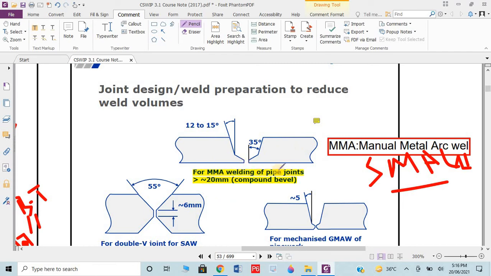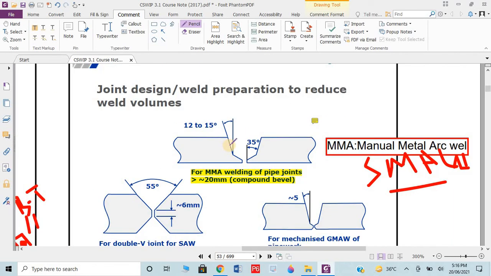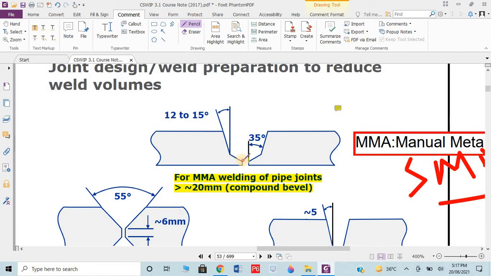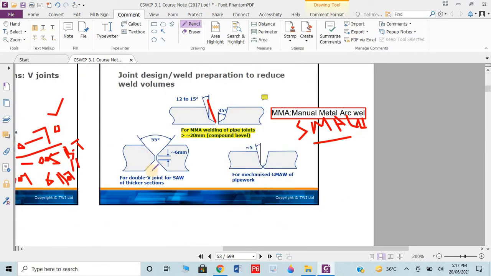So welding pipe, J normally 35, and these are asymmetric. So the angle should be on both sides, should be symmetrical, means if the bevel angle is 35 here, here should also be 35 degree. But you can see this is both 35, no doubt. This angle is starting from here, 35. But if it started from the land, after finishing the land area, then the angle is 12.5, 12 to 15. This is only for your information.